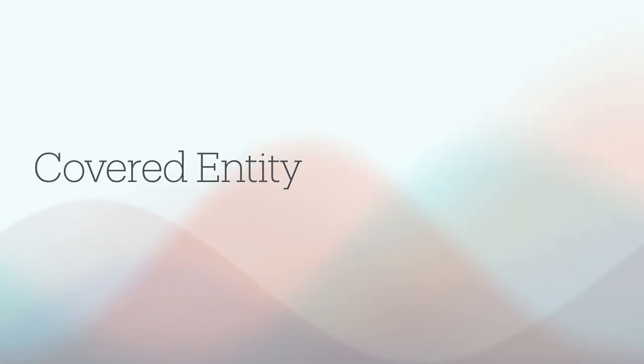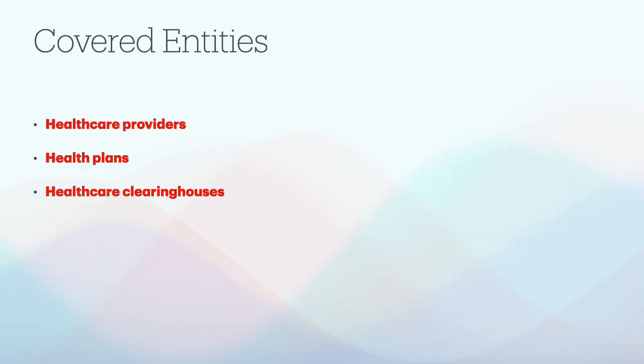What is a covered entity? HIPAA rules state that covered entities include anyone that electronically transmits any health information in connection with transactions in which Health and Human Services has adopted standards, such as healthcare providers, health plans, and healthcare clearinghouses. Coming up, we'll explore each type of covered entity and share some common examples.